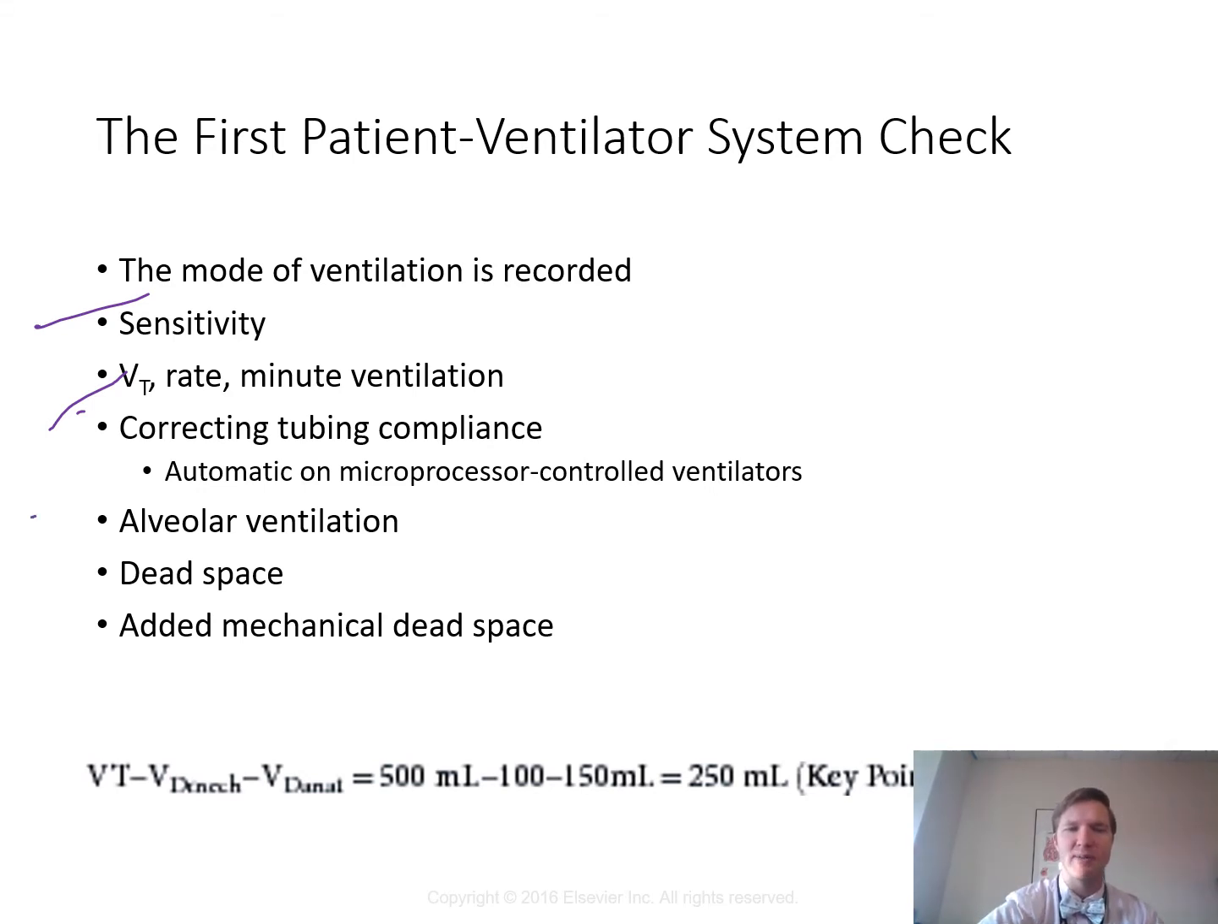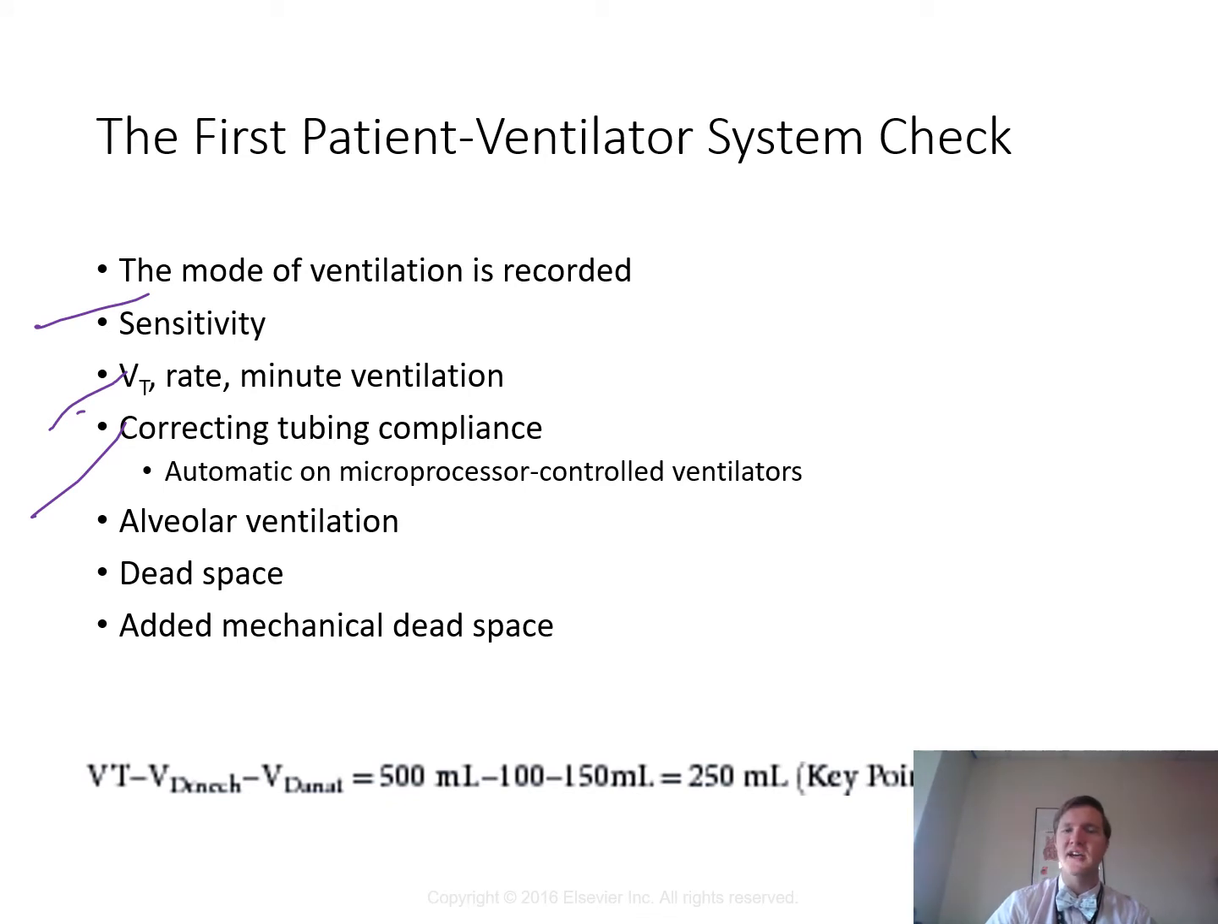So let's talk about this next bullet point, correcting tubing compliance. It's usually automatic on our microprocessor controlled ventilators. So when we do a short self-test, when you set up the ventilator with the circuit, usually you'll do a self-test that looks at the circuit compliance, and it automatically adjusts for the volume loss within the circuit because of the tubing compliance, or the compressible volume.